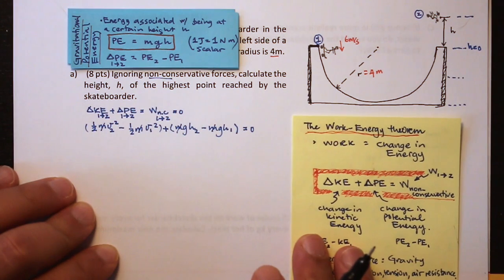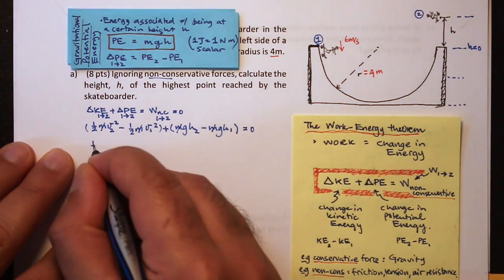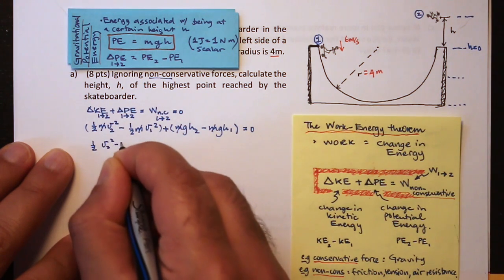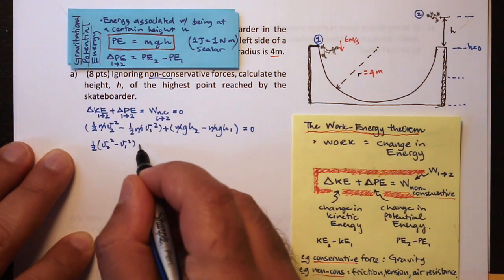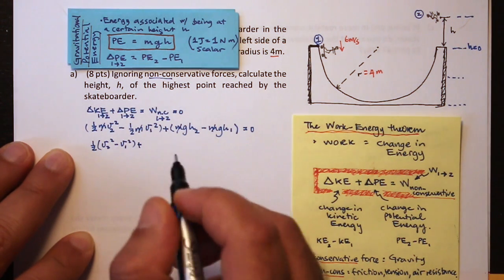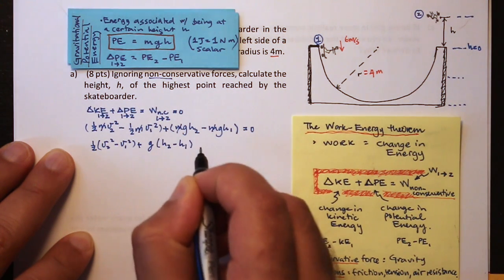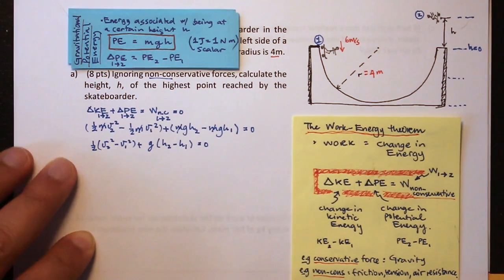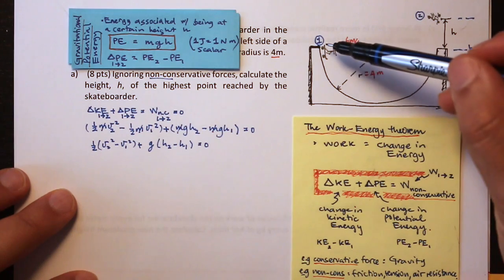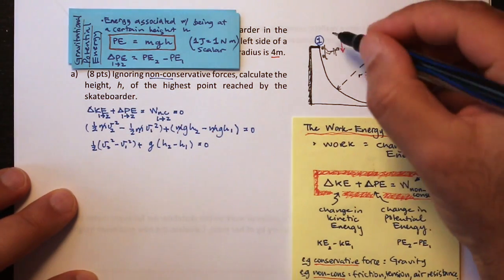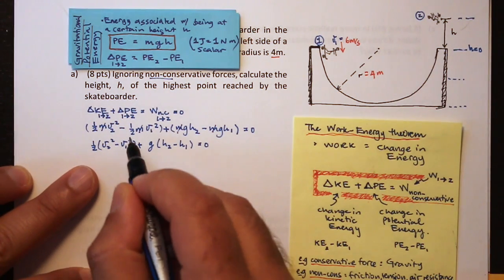And then now I'm left with half v2 squared minus v1 squared plus g h2 minus h1 is equal to 0. Okay, so what do I know about these positions? I know v1, so I know that v1 is equal to 6 meters per second, so this I know.